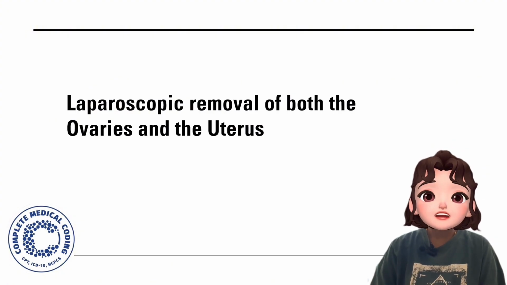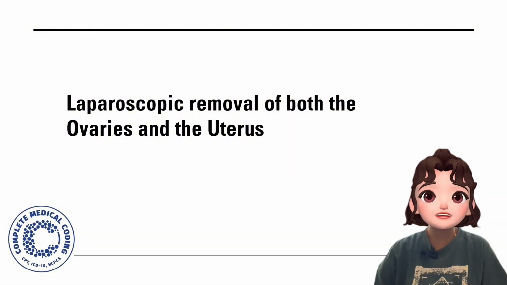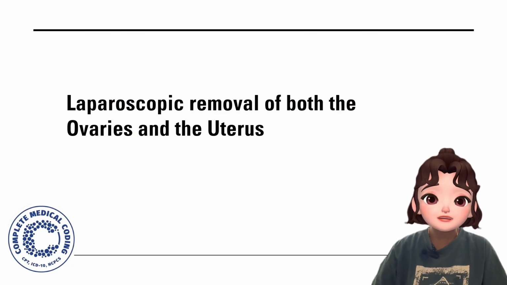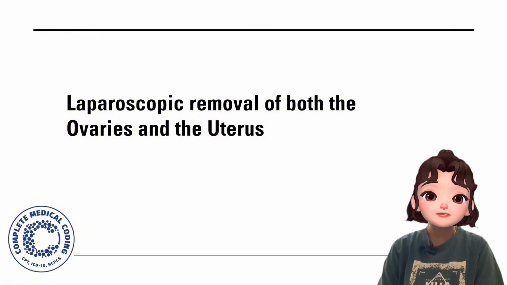Yes. It is the laparoscopic removal of both the ovaries and the uterus. Salpingo represents both the ovaries. Ectomy means removal. So uterus also. If it is only oophorectomy, it means removal of the uterus. Okay.